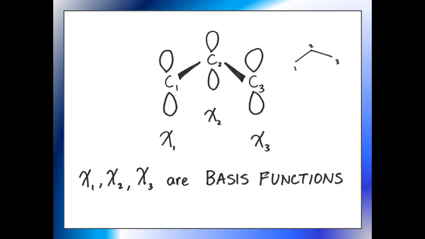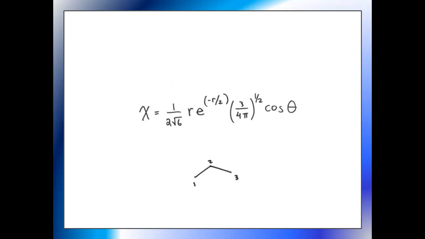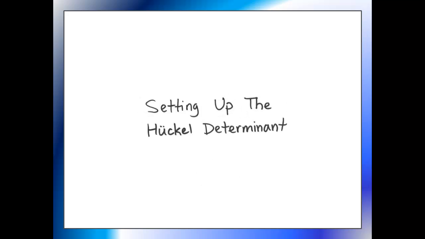Our basis functions are chi1, chi2, and chi3, which are the wave functions that represent a single p orbital. The wave function for the 2pz orbital is represented by this equation. Each carbon atom is uniquely identified by a subscript, which will be important in setting up the Huckel determinant. We perform a linear variation calculation using this basis set. This will lead to a 3×3 determinant whose roots will be the molecular orbital energies that can be used to obtain the molecular orbital coefficients.